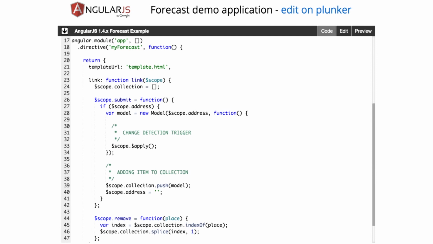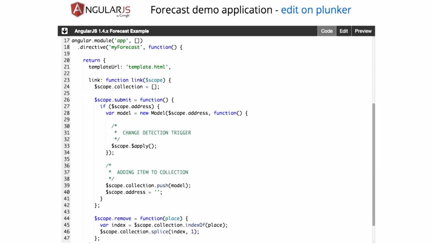So we have a scope. In the scope, we are creating a collection, which is an ordinary array, and the submit method, which creates our model. And the very special line is line 33, because my forecast API is not inside of the Angular module. I have to call scope apply by myself.